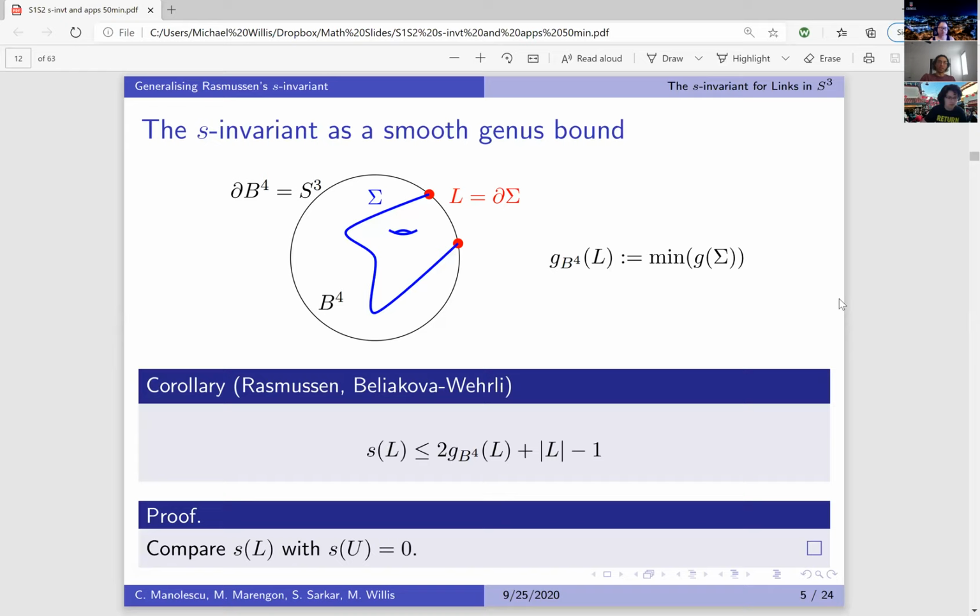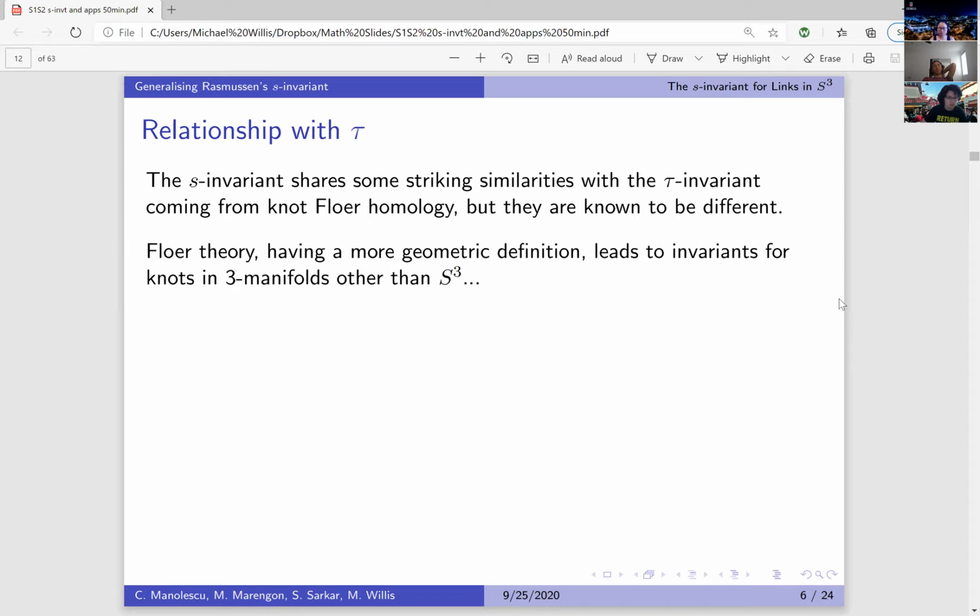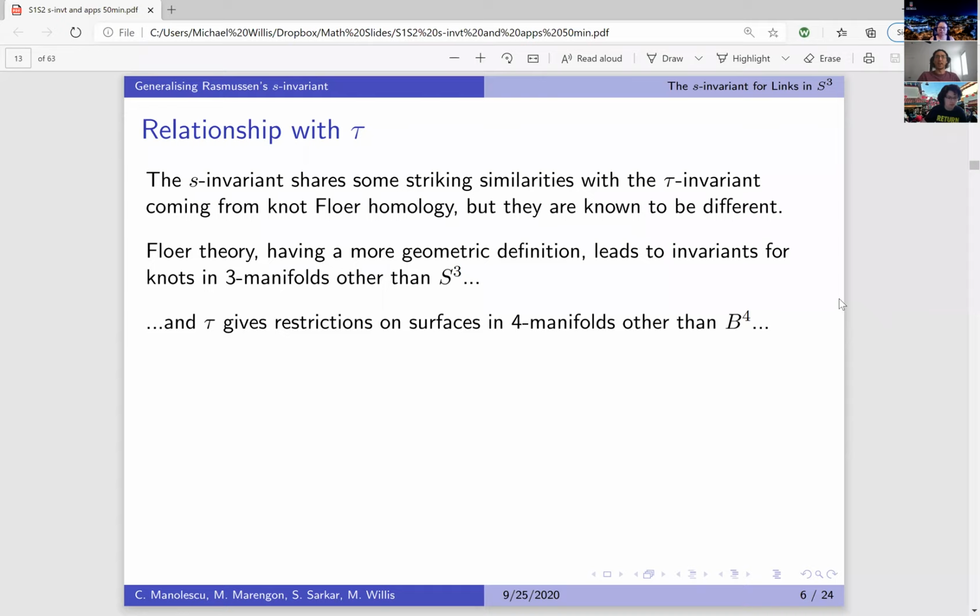But then you sit down and say, okay, this s-invariant has some similarities with the tau invariant from knot Floer homology. Similarities, but they're not the same, right? There are specific knots and links where they're known to be different. But Floer theory, having this more geometric definition, lets you come up with invariants for knots in three manifolds other than the three sphere, right? And tau, even if you're just thinking about a knot in the three sphere, still can give some restrictions on surfaces in four manifolds other than the four ball, because of course the three sphere can bound other four manifolds, right?